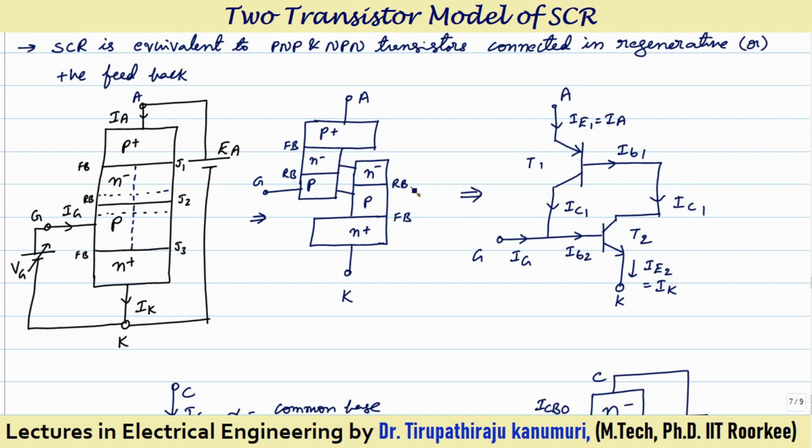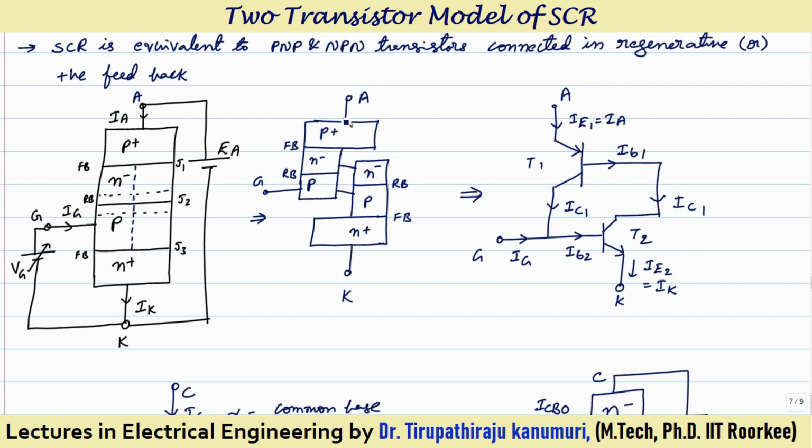So this I can represent as a PNP transistor. Which terminal do we take as the emitter? We know that the emitter will be heavily doped compared to the base and collector in an SCR. So in this transistor, the P plus will act as the emitter. And for this other transistor, you can see this N region is heavily doped, so this will act as the emitter. I have represented the PNP transistor with the arrow at the emitter, pointing inward.